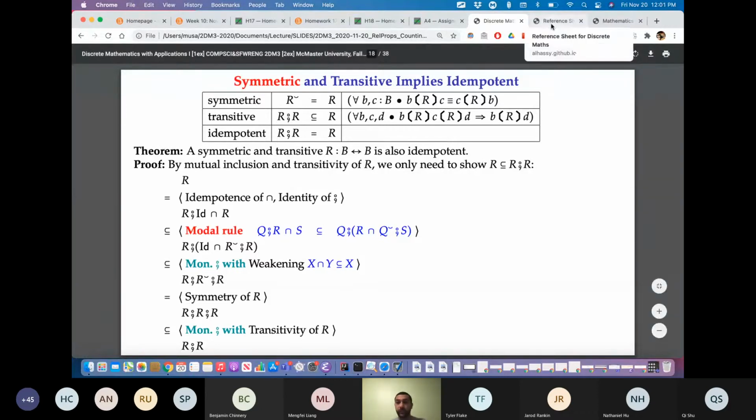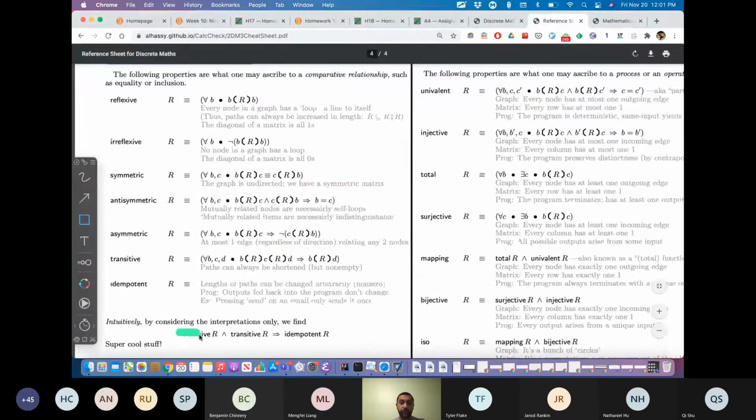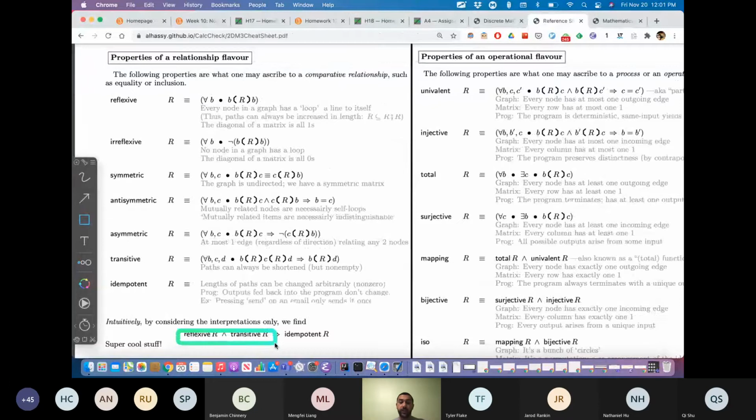We've proven before, and we talked about it yesterday, that if you have a relation that's reflexive and transitive, then it's necessarily idempotent. Okay, and idempotent just means doing it multiple times doesn't matter, right? Doing it once versus doing it 100 times, same effect. Okay, it's going to have the same effect. Okay, so we've shown this before.